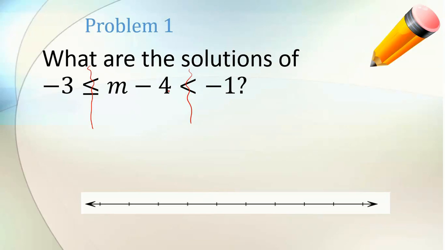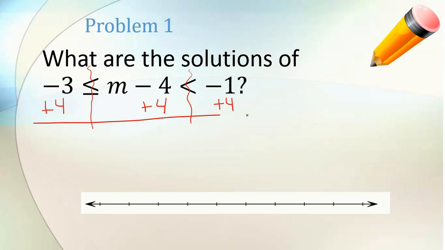Now, what if we forgot about this less than -1? And you would have had -3 is less than or equal to m minus 4. What would you have done? You would have added 4, right? But since this is an and inequality, you would add 4 here. But don't forget, you also have to add 4 over there. So you're going to do it twice because there's two sides to our inequality, and there's also the middle, inside, where we're actually solving.